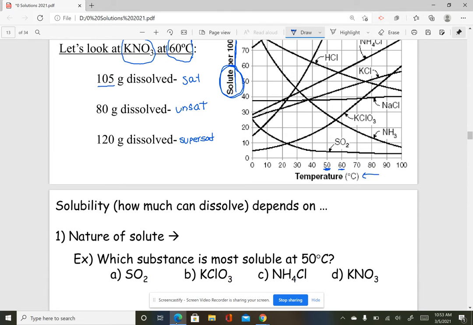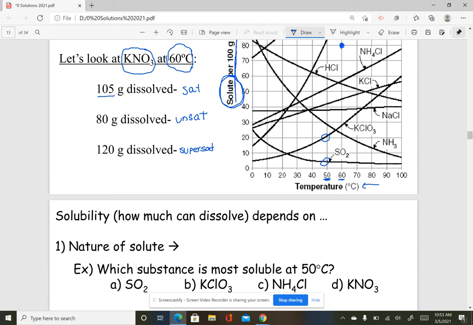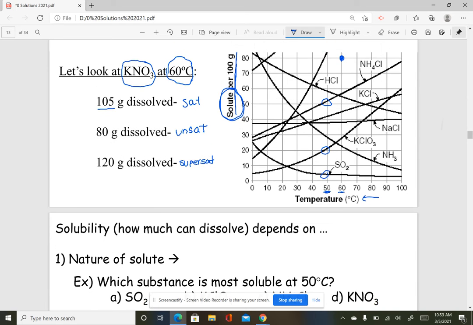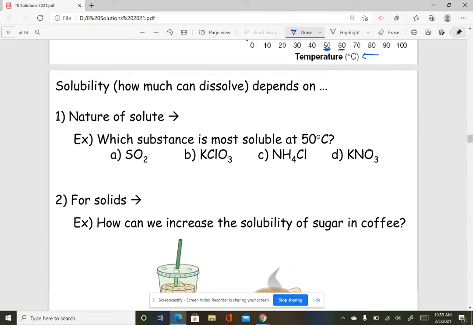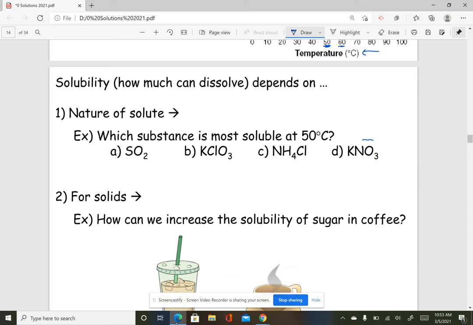Okay, so now that you're back, we have SO2 down here. We have KClO3 right here, that's above it. We have NH4Cl, oh, that's all the way up here. And we have KNO3, that's all the way up here at 50 degrees Celsius. So that's going to be my answer. If the question asked which one was least soluble, you would find the line that's lowest at this temperature.